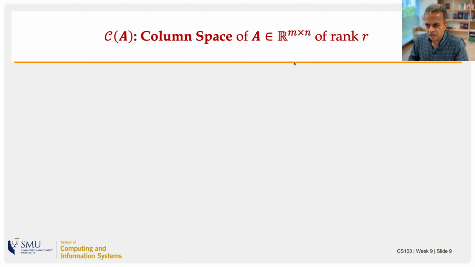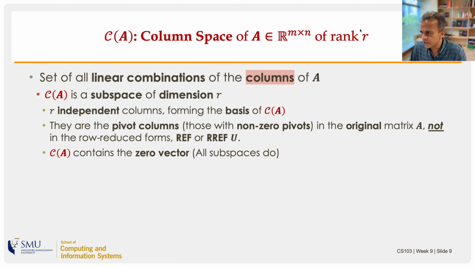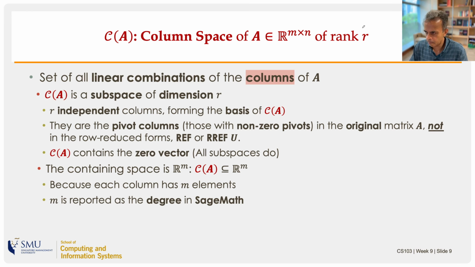Let's continue with our column space of a general matrix, not an example, but a general matrix. Just reiterating once more, reviewing. The column space is the set of all linear combinations of the columns of A. That means the span of the columns of A. If the rank is R, then how many linearly independent columns are there in A? There are R of them. R linearly independent columns forming the basis of the column space. They are the pivot columns.